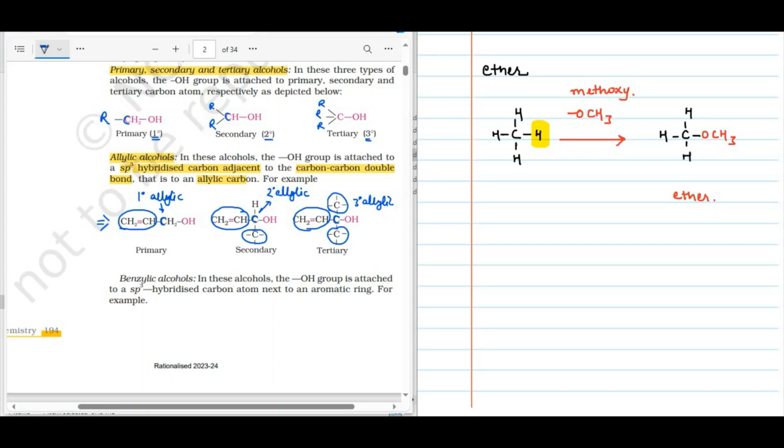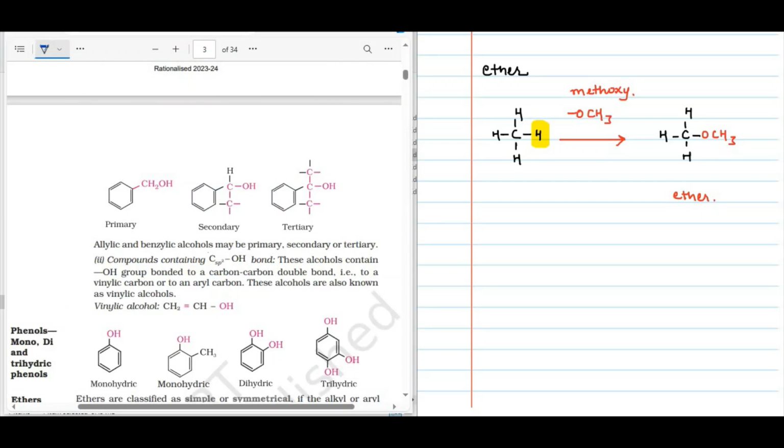Now come to the next class of alcohol. This is benzylic alcohol. In this alcohol, the OH group is attached to an sp3 hybridized carbon next to the aromatic ring. For example, the OH group is bonded to this carbon and this carbon is just next to the benzene ring aromatic system. That's why this is primary benzylic alcohol.